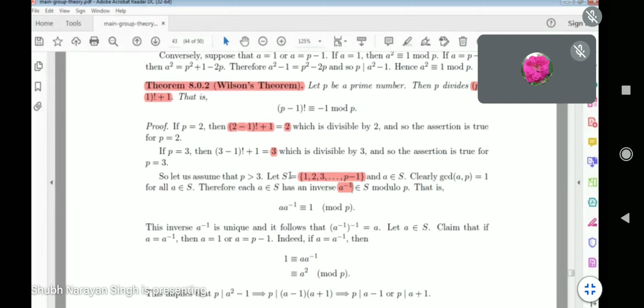Then S will have elements 1, 2, 3, and the last element is 4, because p is equal to 5, so the last element is p minus 1. So S has only 4 elements when p is equal to 5. S has elements 1, 2, 3, and the last element is 4. Now you tell me, what is the inverse of 1 modulo 5?